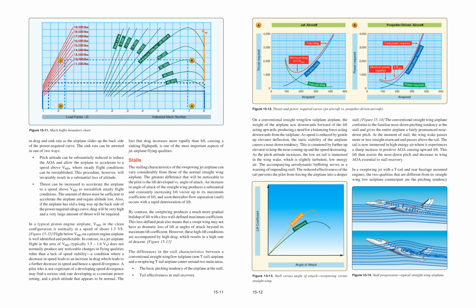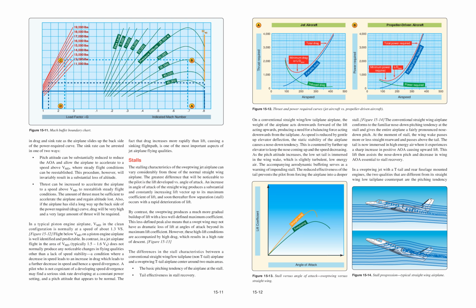in drag and sink rate as the airplane slides up the backside of the power required curve. The sink rate can be arrested in one of two ways. The fact that drag increases more rapidly than lift, causing a sinking flight path, is one of the most important aspects of jet airplane flying qualities. Pitch attitude can be substantially reduced to reduce the AOA and allow the airplane to accelerate to a speed above VMD, where steady flight conditions can be re-established.